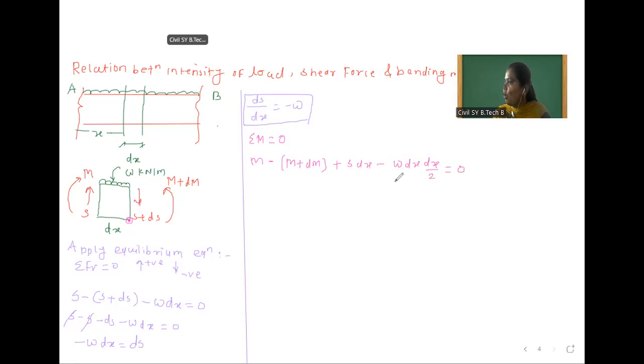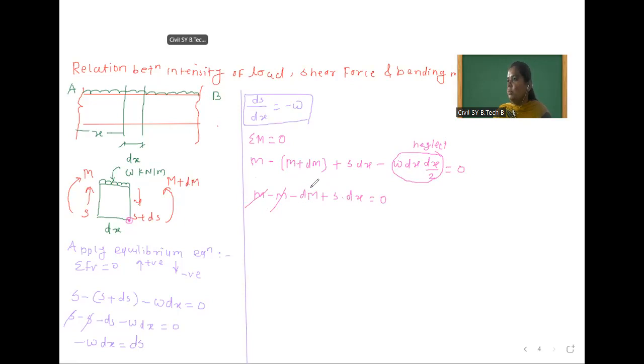So this is a very small force. We will neglect this. Now what is remaining? M. We will multiply by this minus, so minus M minus dM plus S into dx, which is equal to 0. This plus M and minus M get cancelled.